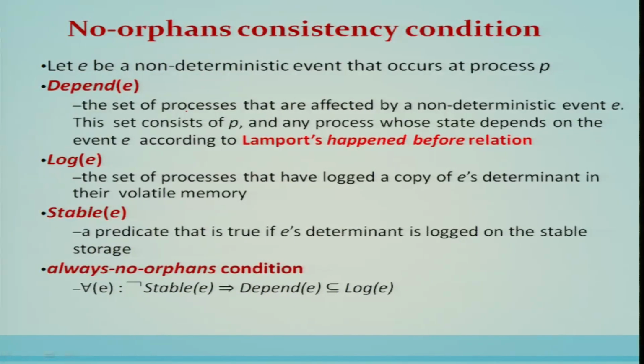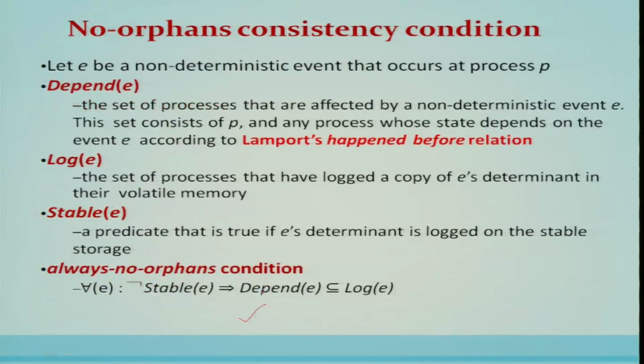No-orphan consistency condition: let E be a non-deterministic event that occurs at a process P. Depend(E) is the set of processes that are affected by the non-deterministic event E. This set consists of P and any process whose state depends on the event E according to Lamport's happened-before relation. Log(E) is the set of processes that have logged a copy of E's determinant in their volatile memory. Stable(E) is a predicate that is true if E's determinant is logged on the stable storage. This is the always-no-orphan condition. So if this condition is satisfied, then there is no possibility of any orphan message.